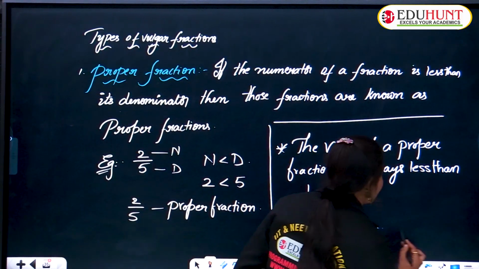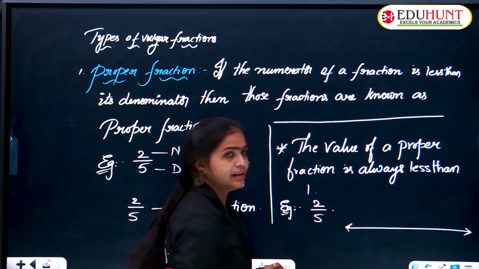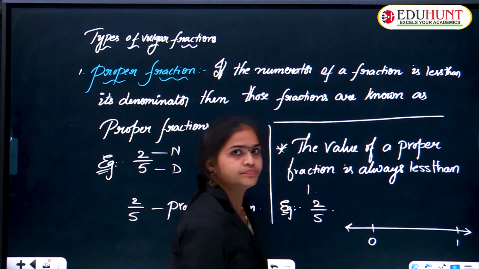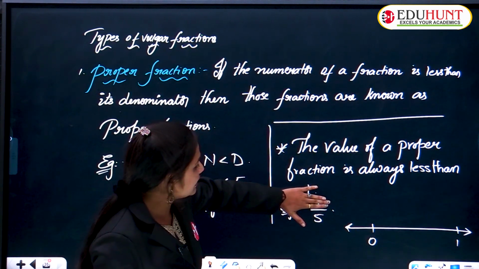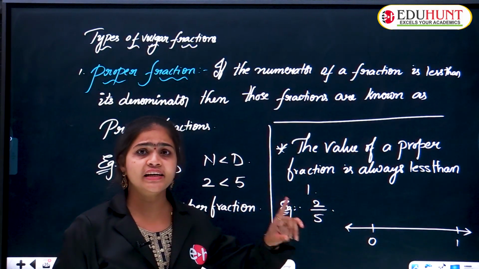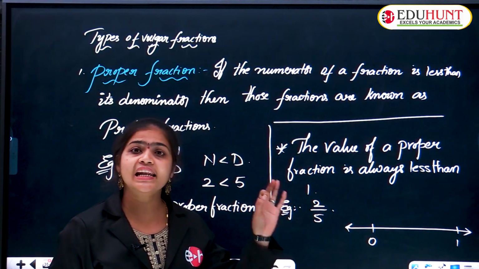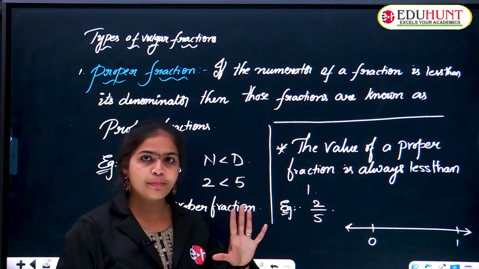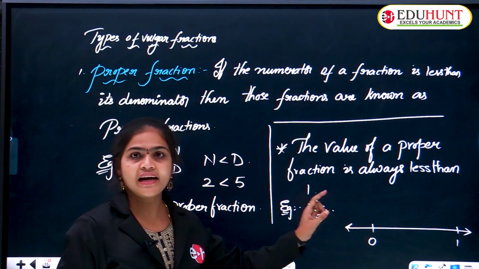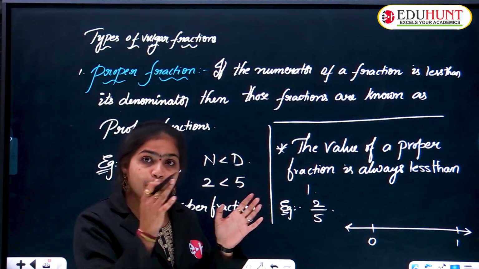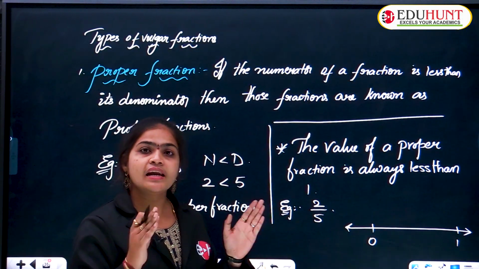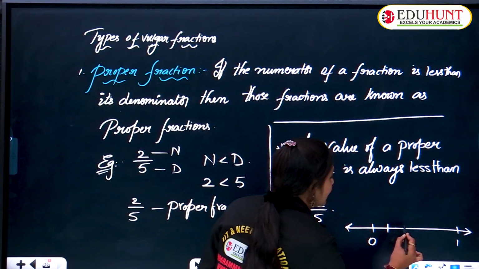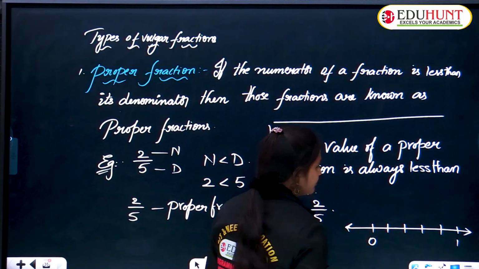On the number line, here this is 0 and this is 1. First, the total number of parts. What I told you, the denominator always shows the total number of parts. So here how many parts are there totally? 5 parts. So on the number line I take 0 to 1, one complete part, and divide it into 5 parts: 1, 2, 3, 4, 5.